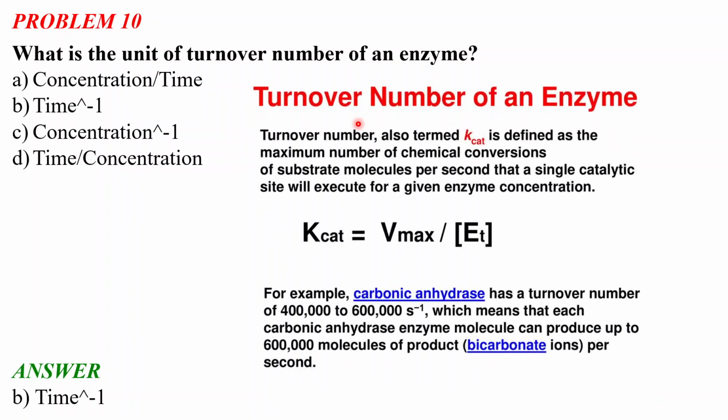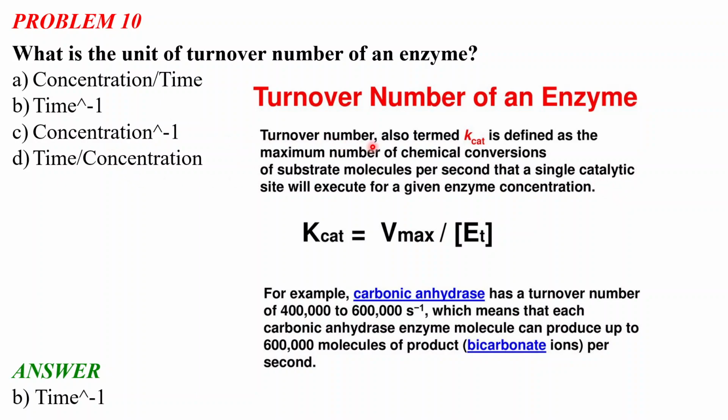So what is the turnover number of an enzyme? Turnover number, also termed as kcat, is defined as the maximum number of chemical conversions of substrate molecules per second that a single catalytic site will execute for a given enzyme concentration.